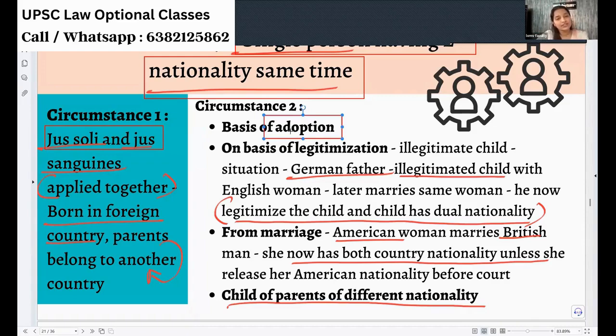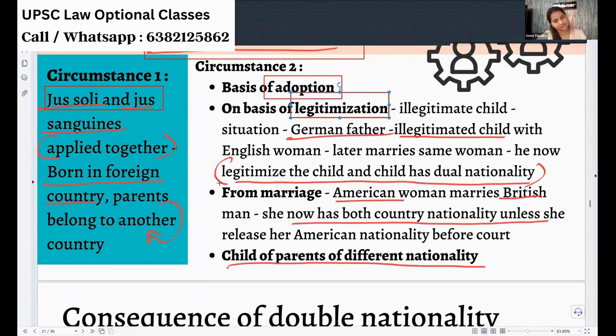Okay. And on the basis of legitimization, I told you, right? According to UK's law, the child will get the person who marries their mother after some time as their national. Okay. So say, for example, the mother is a UK national, the child is a UK national, and the person who is marrying the mother is from Germany. So they can get the German father's nationality as well, dual citizenship. And next, from marriage.